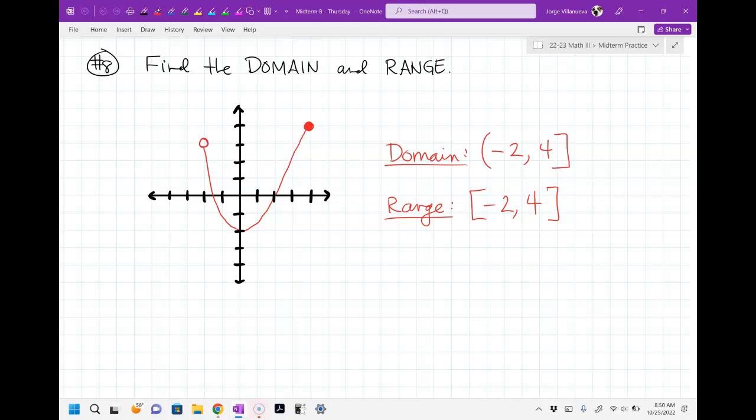Okay? So domain and range. Domain is left to right, range is bottom up. Okay? And in that order, okay? Left to right, small number to big number all the time. Okay?